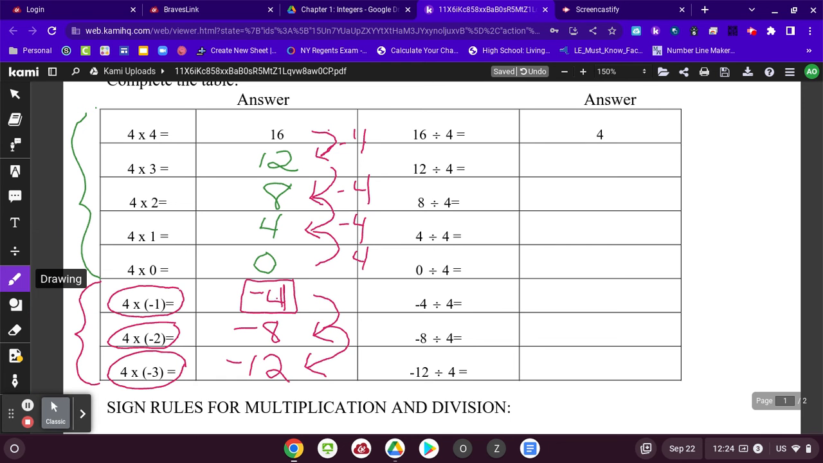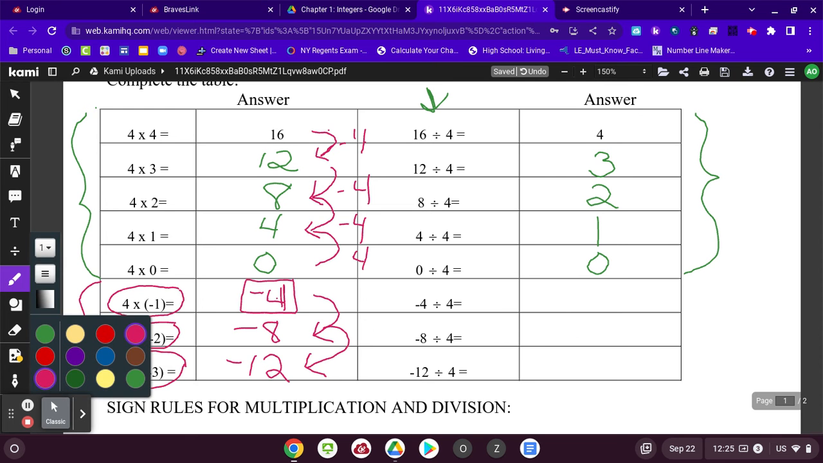Does that same thing work for dividing? So we're going to come over here and do division. 16 divided by 4 is 4. That's something you already know. 12 divided by 4 is 3. 8 divided by 4 is 2. 4 divided by 4 is 1. And 0 divided by 4 is 0. These are things you already knew. And you know that a positive divided by a positive is a positive.